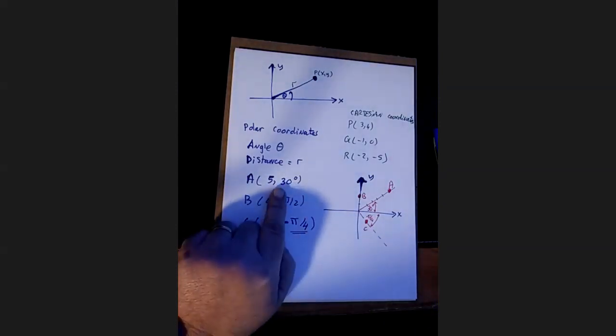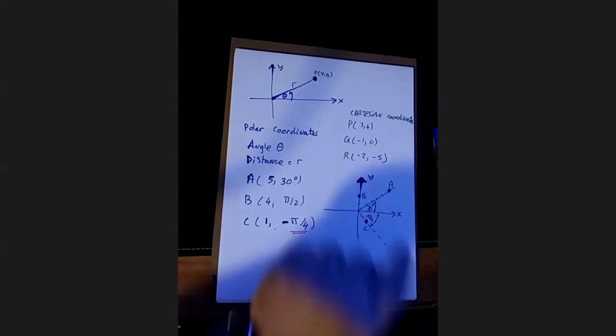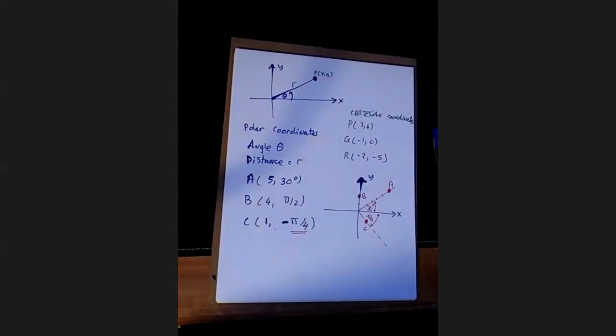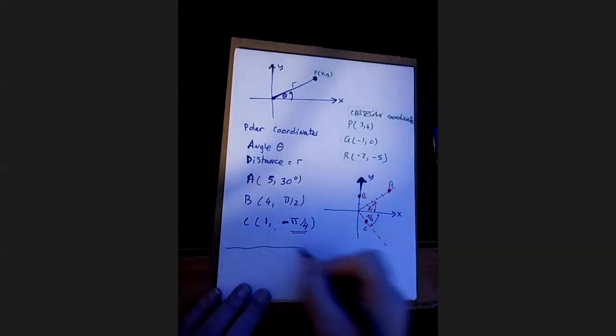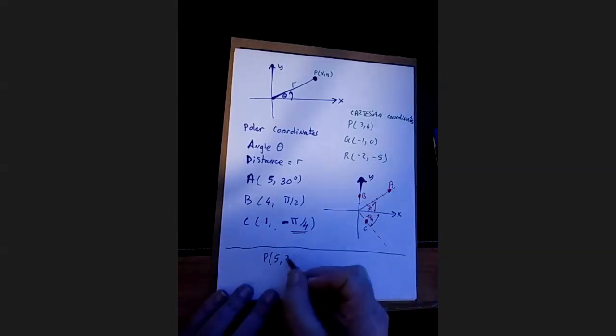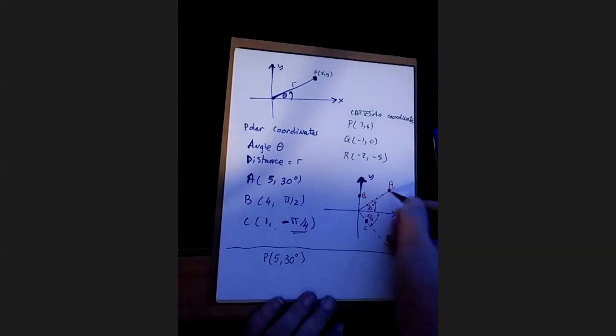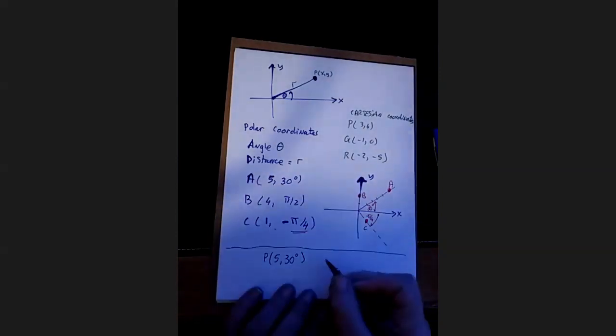It's not true, however, that when you use polar coordinates, the answer is unique. In other words, a point in space can have more than one polar coordinate. Right? It's the same point in space, but you can describe it in more than one way. I'll give you an example of that. Suppose I had a point who was 5, 30 degrees, right? In fact, it'd be that guy there, right? 5, 30 degrees.